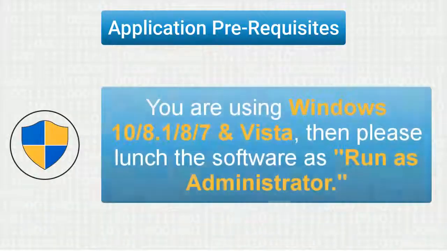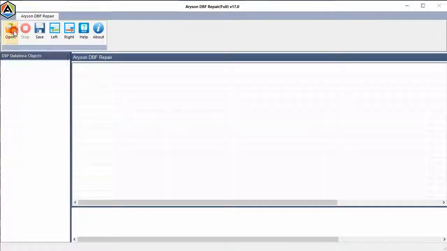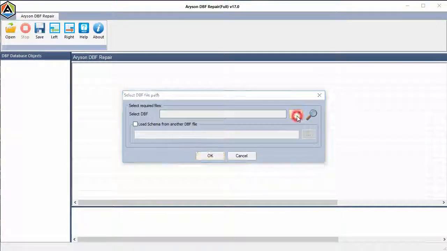If you are using any versions of Windows mentioned here, then please launch the software as Run as administrator. Now let's learn how to work on the software. Click on the Open button, and browse the DBF file to recover or repair it here.